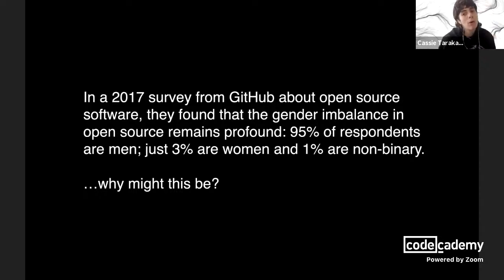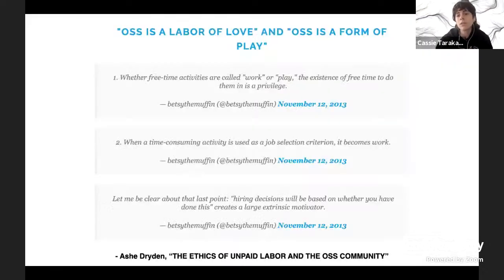And why is this? There's gender disparity in the tech world generally, but it's especially prominent in open source. One of the reasons is that there's this implicit narrative of unpaid labor in open source. If you think about who has the time and the privilege of free time to work on open source, it's going to be predominantly people who are in a position of privilege.